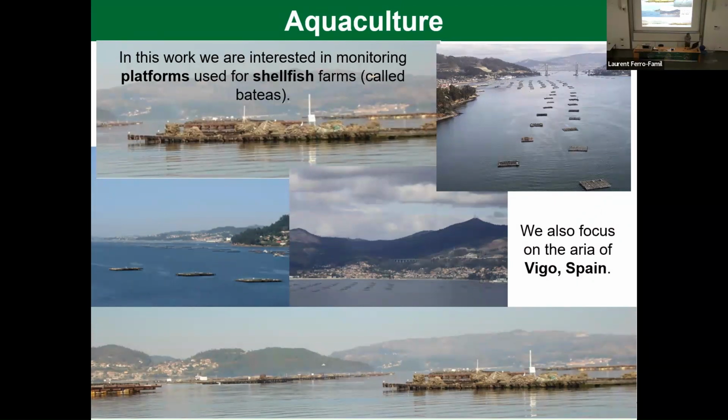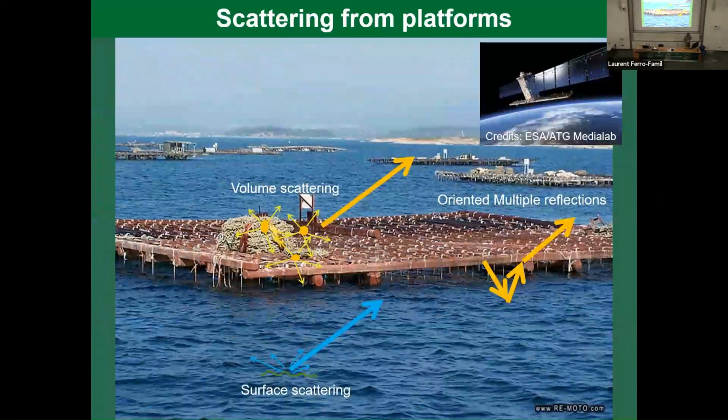This is an example in Vigo, in Galicia, Spain. Not because they're illegal, but just because there are so many, and we collaborate with some people there, so it was easy for us to work with those aquaculture sites. They are mostly mussels. So again, going back to the scattering that you expect, the scattering mechanism is a little bit like that of the icebergs.